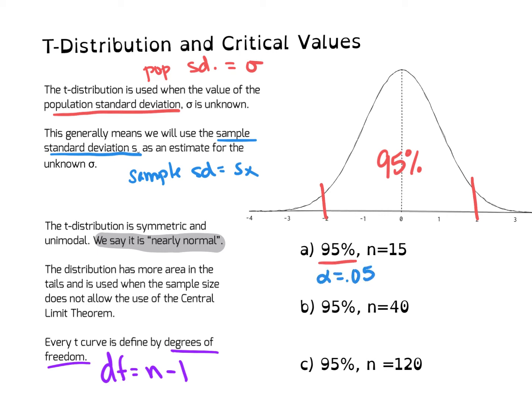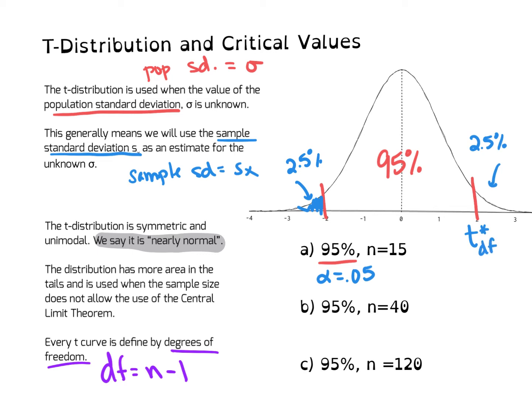You have 5% on the outside, and that means we have 2.5% on this side and 2.5% on this side. What we want to do is find the area on the left right here. This is my t-critical value, or t star, and we always denote it with the degrees of freedom.